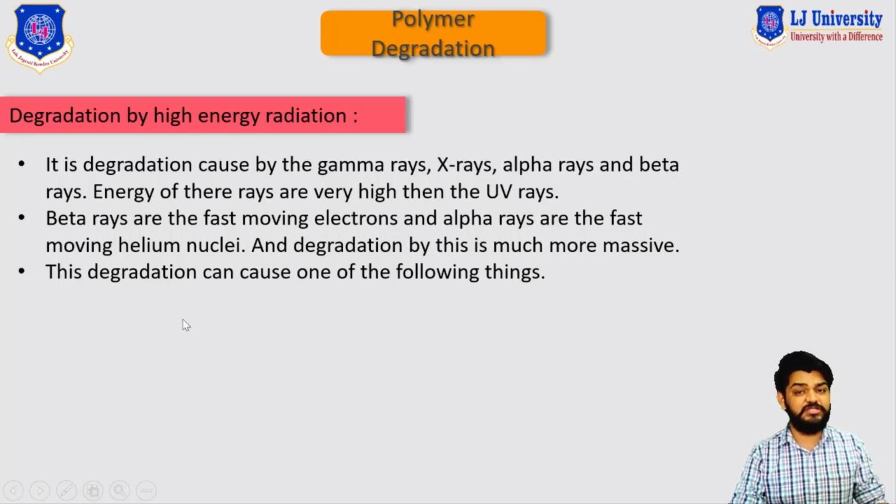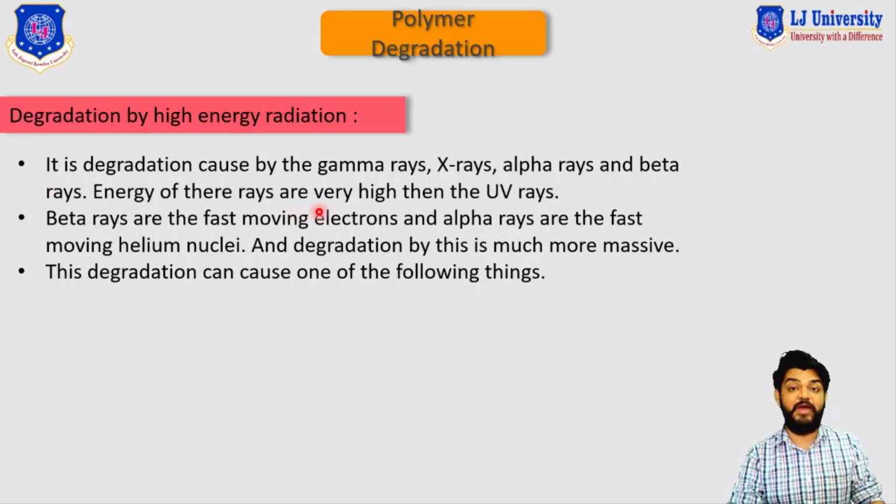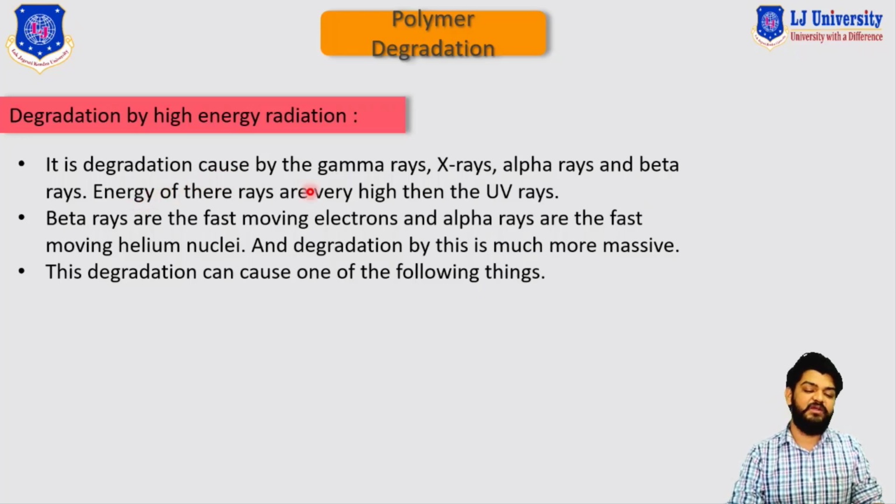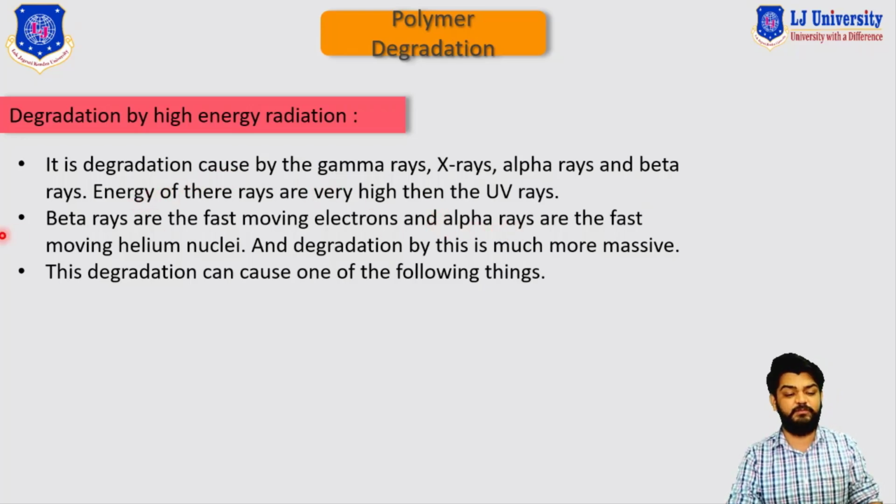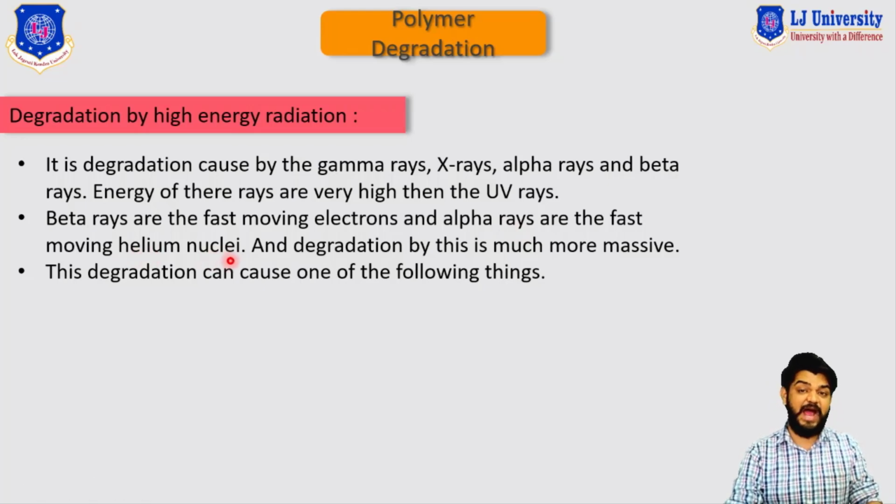As you can see here on the screen, this is the degradation caused by gamma rays, X-rays, alpha rays, and beta rays, right? The energy of these rays is very massive, and they can affect our polymer to a large extent. Here the beta rays are nothing but fast moving electrons, and the alpha rays are again nothing but fast moving helium nuclei. So these are very high intensity radiation, or high intensity waves. The degradation done by such waves is again very massive.